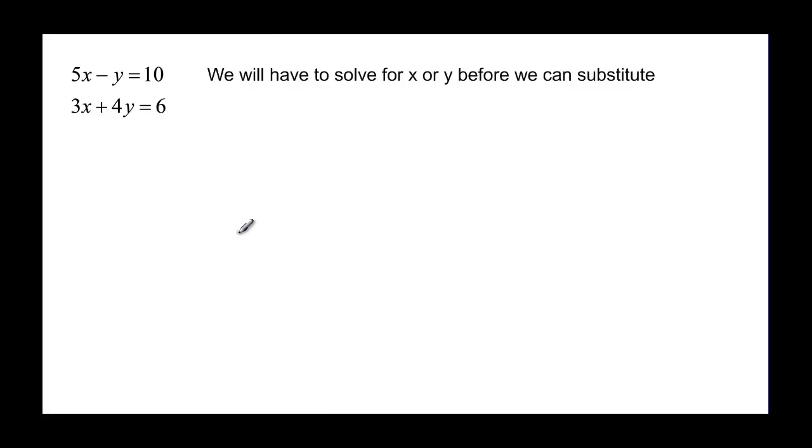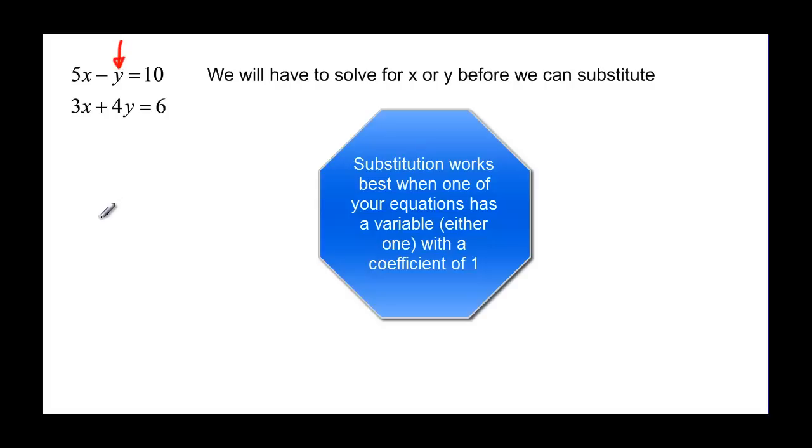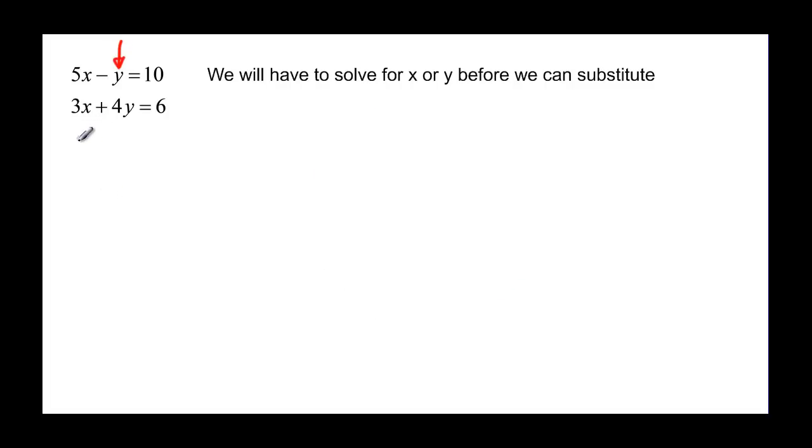All right, now what do we do? Now we don't have a y equal or an x equal equation, but I have a y that has a coefficient of 1 on it. So we're going to have to solve for that y before I can even start substituting. So we take and subtract the 5x from both sides. So on the left-hand side, we're left with negative y, and then we have our 10 minus 5x.